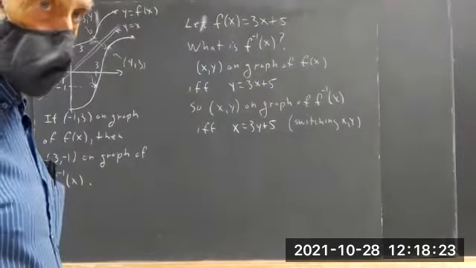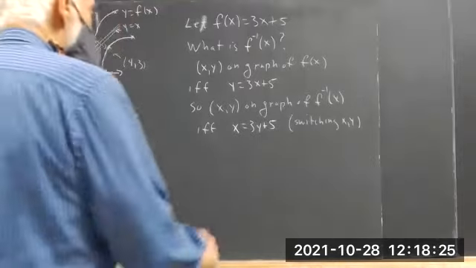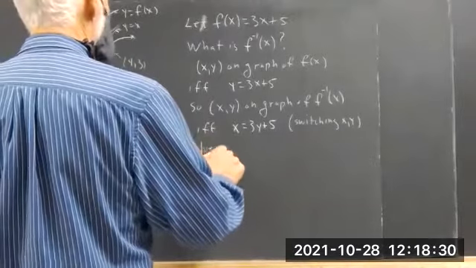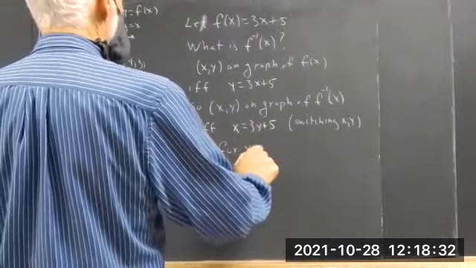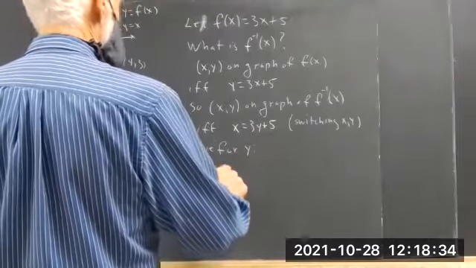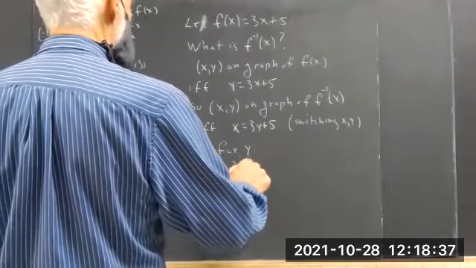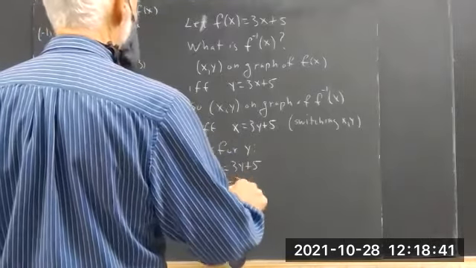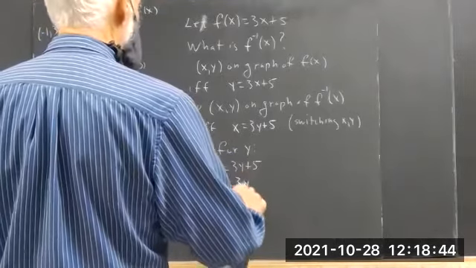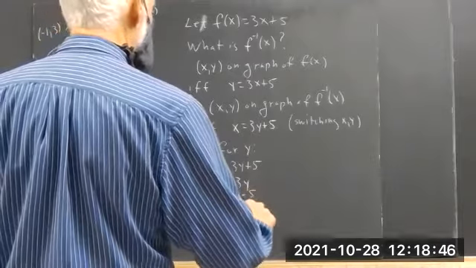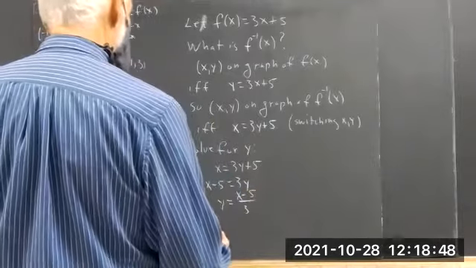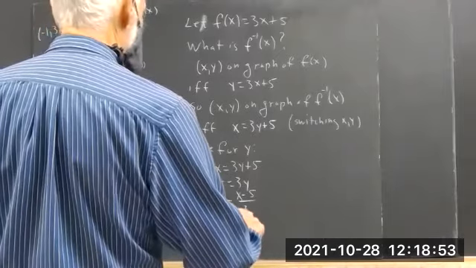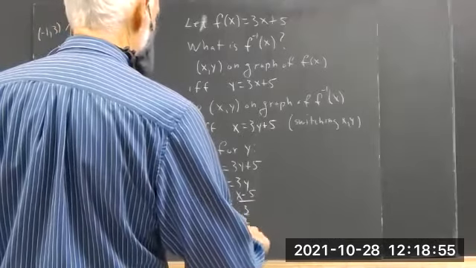All right. To get the function, solve for Y. Okay, well, X equals 3Y plus 5, so X minus 5 equals 3Y. So Y equals X minus 5 over 3. And we then say that F inverse of X equals X minus 5 over 3.